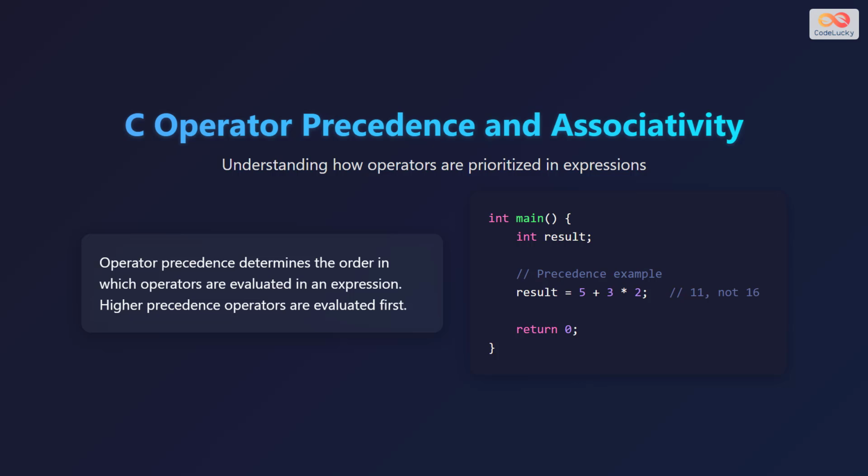Consider this example in the code. We declare an integer variable named result. The result is assigned the result of 5 plus 3 times 2. Multiplication has a higher precedence than addition, so 3 times 2 is evaluated first, resulting in 6. Then, 5 plus 6 is evaluated, which gives us 11. So the final result is 11 and not 16.